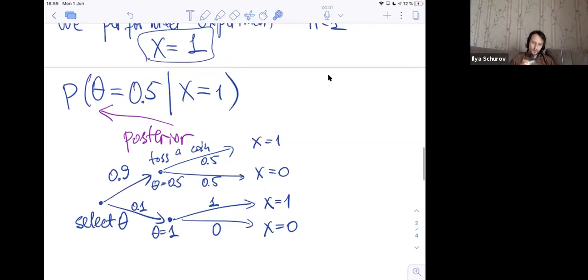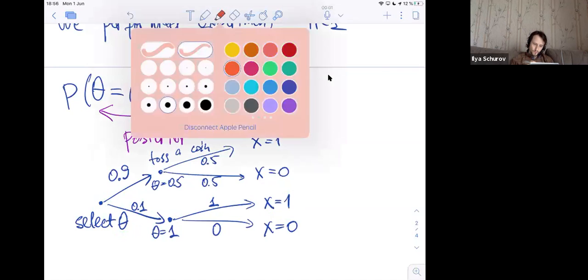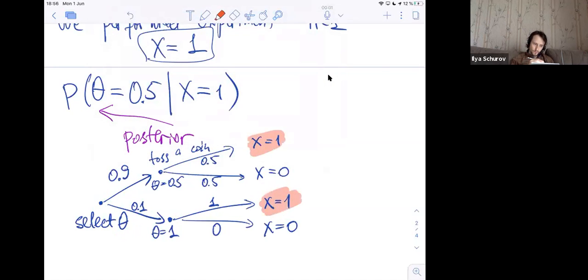Now we see that x equals 1. So we know that we are either here or here. What we are interested in is theta, the possible value of theta. Of course, theta can be this and theta can be this. So both options are possible, because in both cases we can get to this value. But we are interested in the new posterior probabilities of theta. So we are here or here. This is our observation. We don't know here or here, but we know that x equals 1.